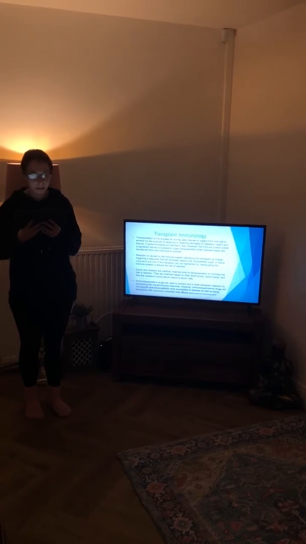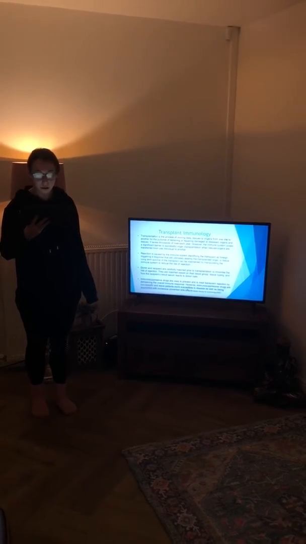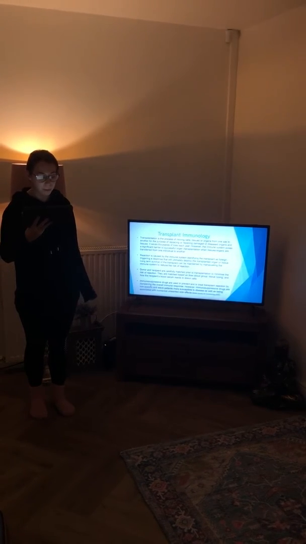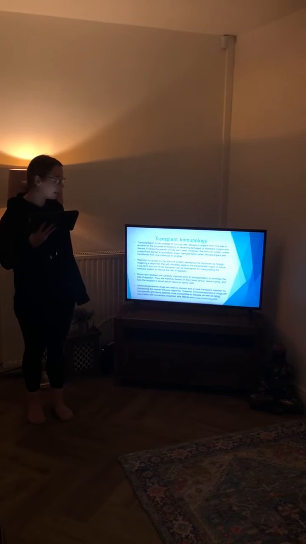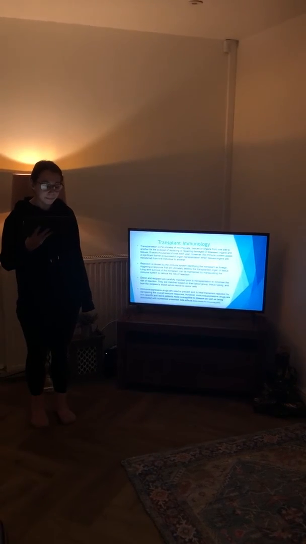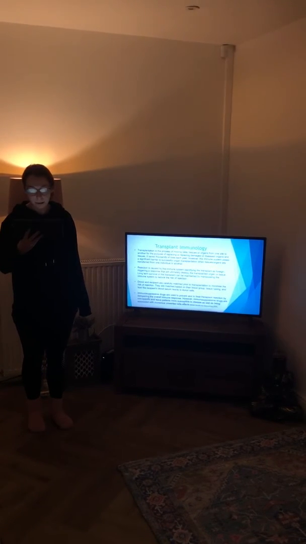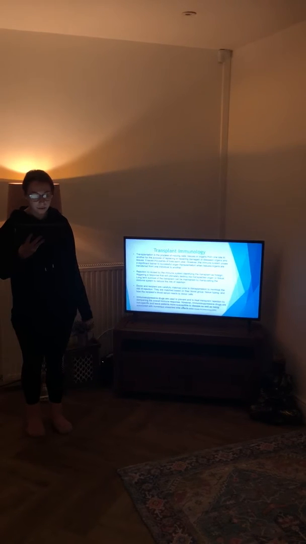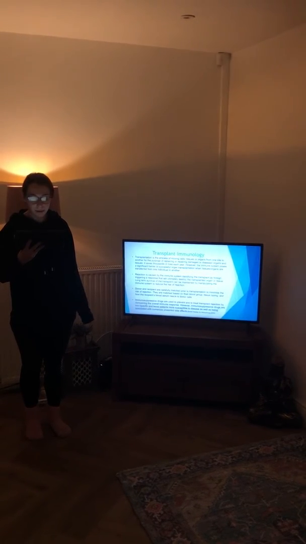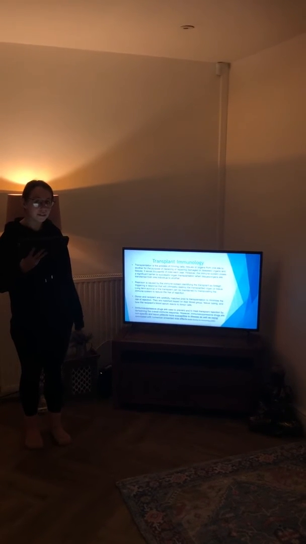Transplant immunology. Transplantation is the process of moving cells, tissues or organs from one site to another for the purpose of replacing or repairing damaged or diseased organs and tissues. It saves thousands of lives each year. However, the immune system poses a significant barrier to successful organ transplantation when tissues or organs are transferred from one individual to another.